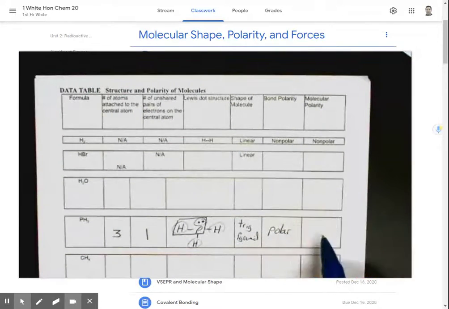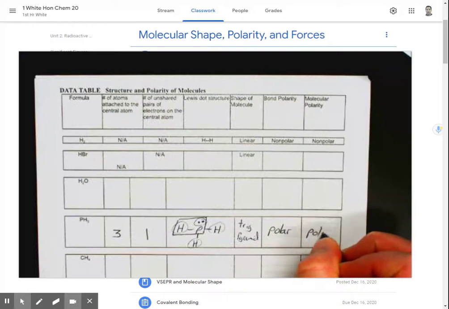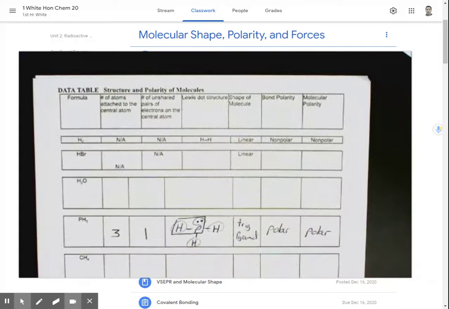For the molecule polarity, sometimes the shape of the molecule cancels out the polarity of the bond. But if you ever see dots on the middle atom, or if you see outside atoms that are not all identical, that's going to make it polar. So here I have dots on the middle atom. That makes the molecule polar.